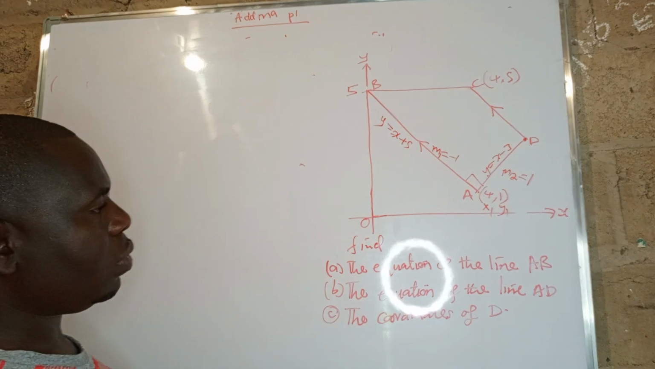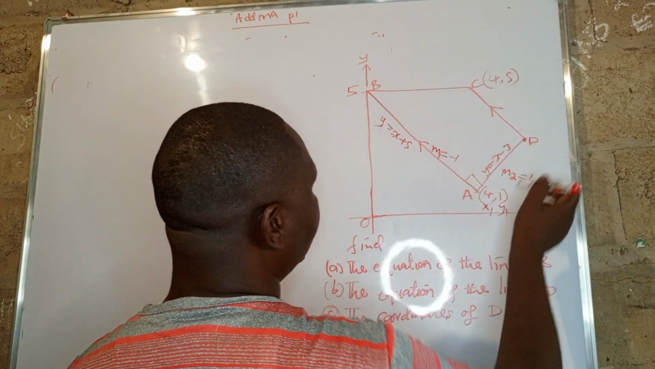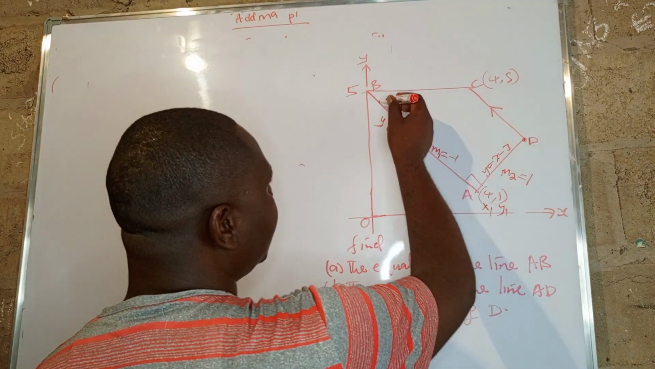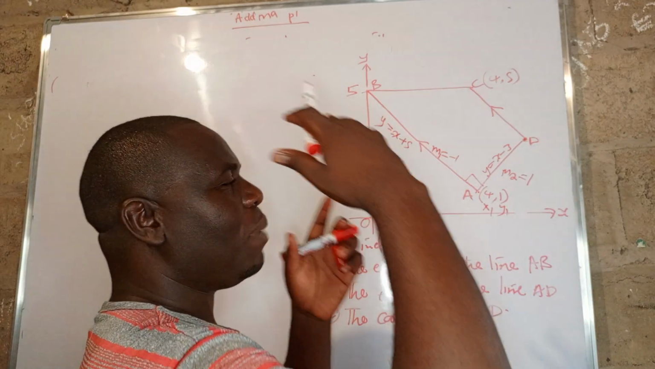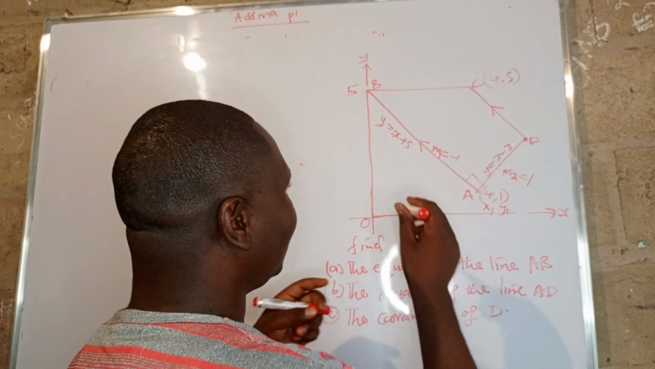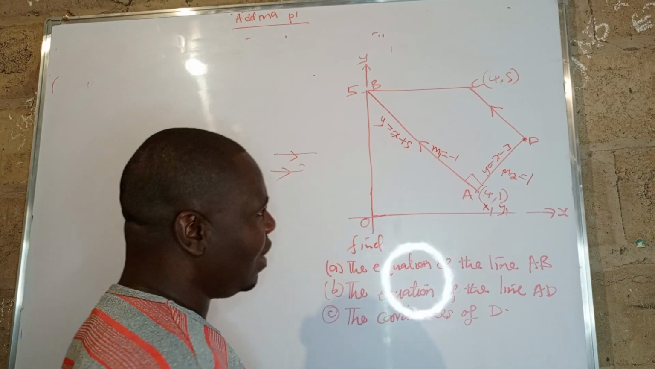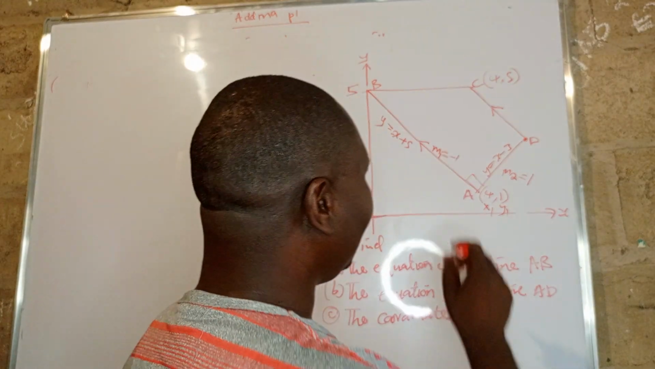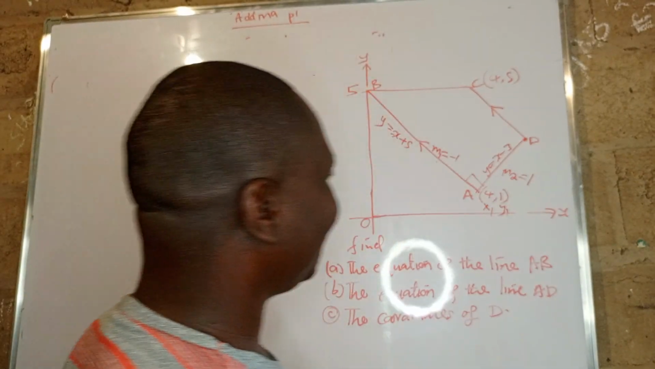Since we know this equation, we need to find this equation. The gradient for this line and this line are the same because the lines are parallel to each other. Parallel lines always have the same gradient. So the gradient for this one is negative 1, and here it is also negative 1.